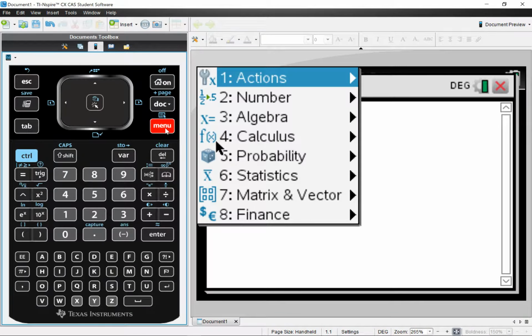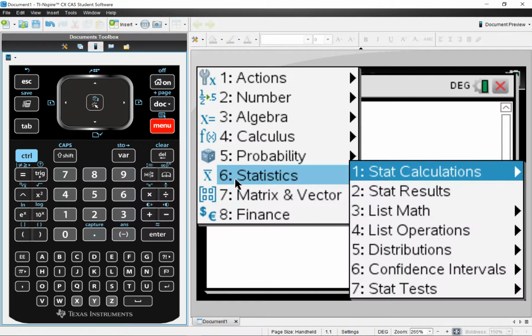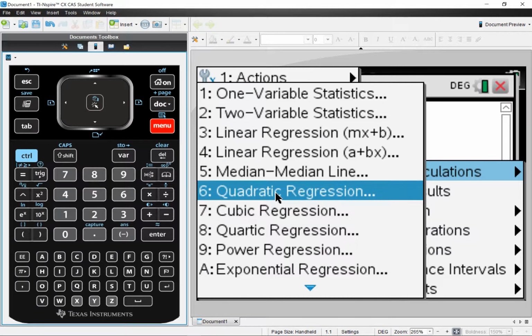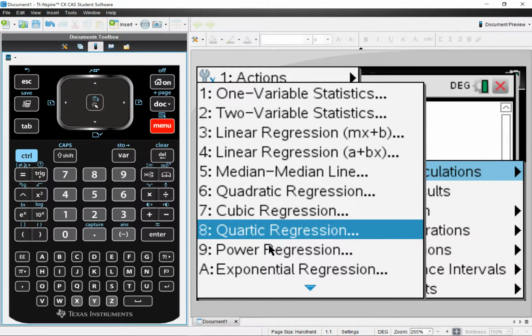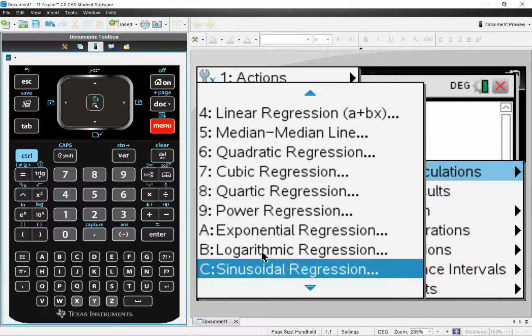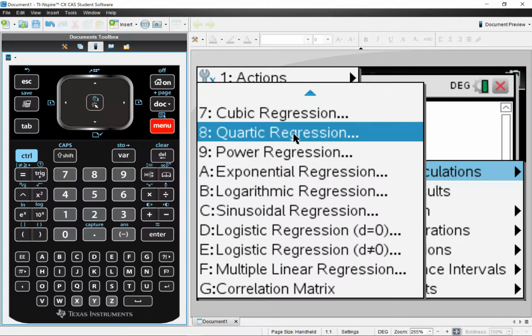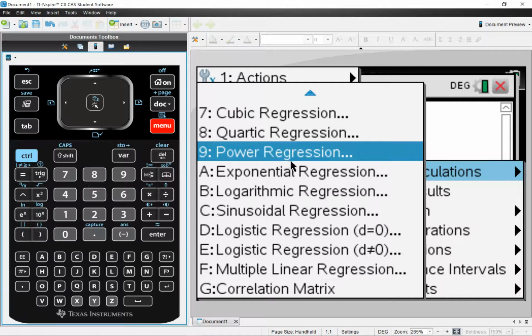To do a linear regression, once you're on a scratch pad or any open document, go to Menu, Statistics, Stat Calculate, and then you're going to notice there's lots of things here: linear regression, quadratic regression, cubic, quartic, power, exponential regression. These are all different types of regressions, trying to make lines that fit the data best. You're going to hear me say the line of best fit. That's basically the line that fits the most data, or fits the data best.